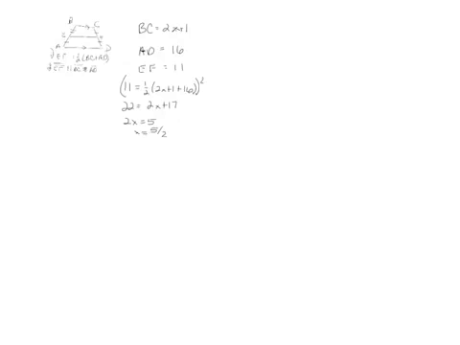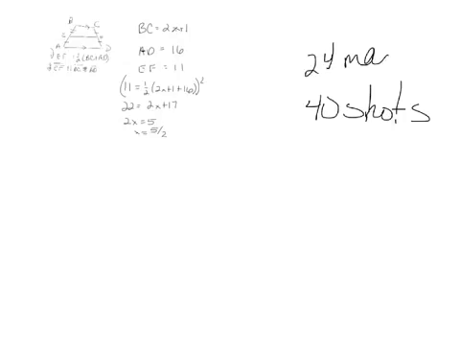Let's talk about basketball for just a minute. If a player shoots 40 shots, so 40 shots, okay? They take 40 shots in basketball, but they only make 24 of them. So you got 24 made out of your 40 shots. That would be a ratio.